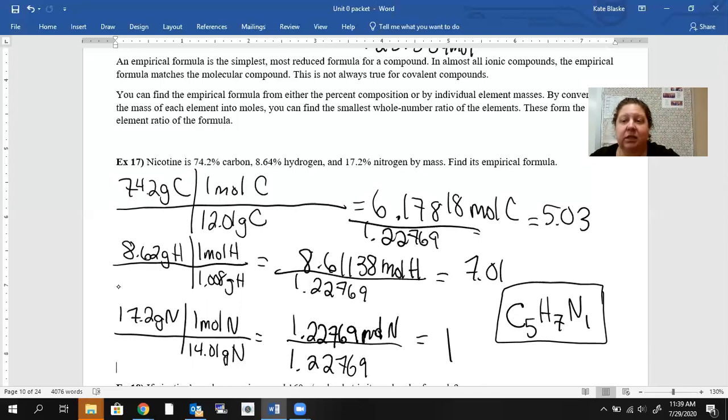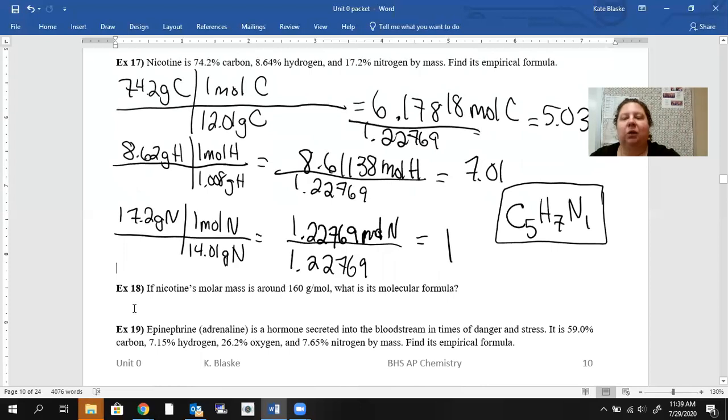Is that actually its formula? We don't know. It could be twice that big. It could be 40 times that big. But we know that that's the ratio of those elements. If we want to figure out what the real formula is, or what is called the molecular formula, we need one other piece of information. We need to know the molecule's actual molar mass.